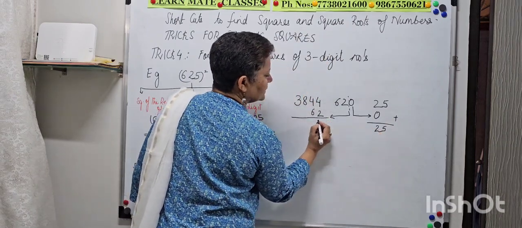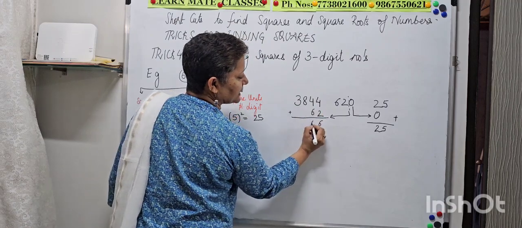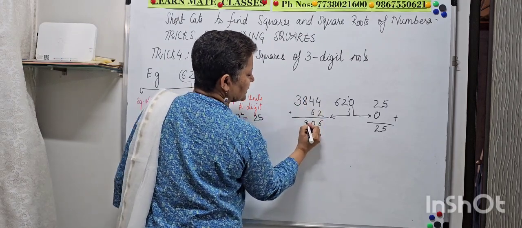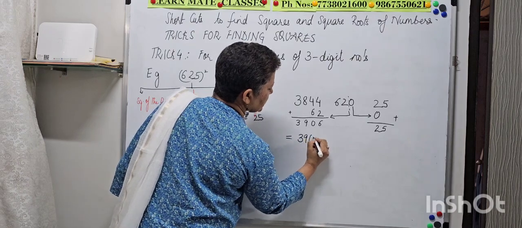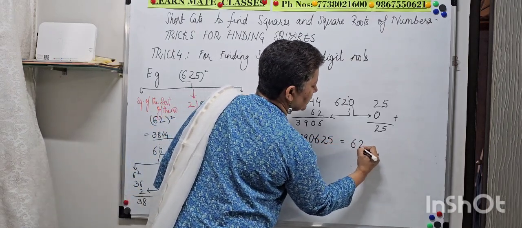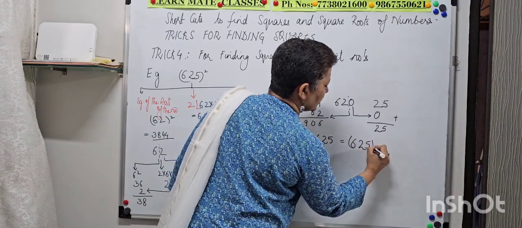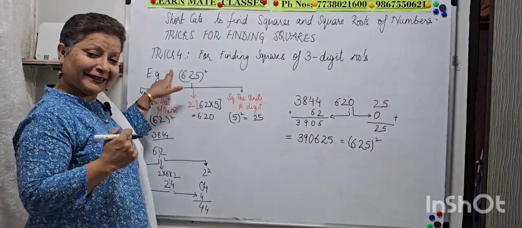On adding this, 4 plus 2 gives you a 6. 4 plus 6 gives you a 10. Carry 1, this is 9, and so this becomes 390,625, which is the square of 625.